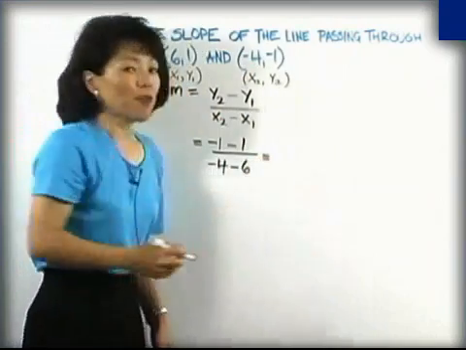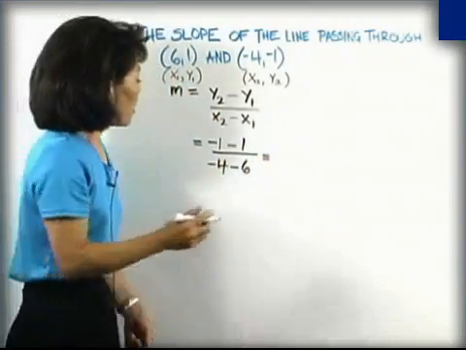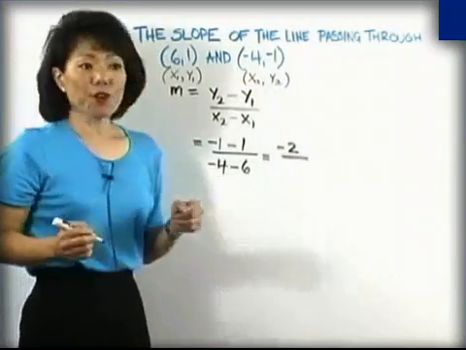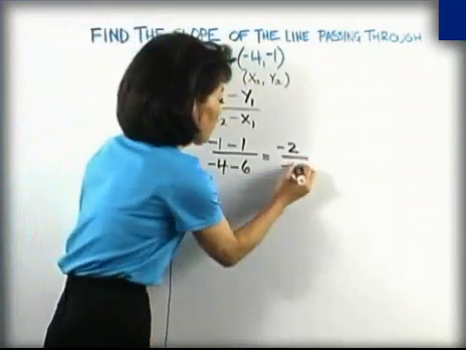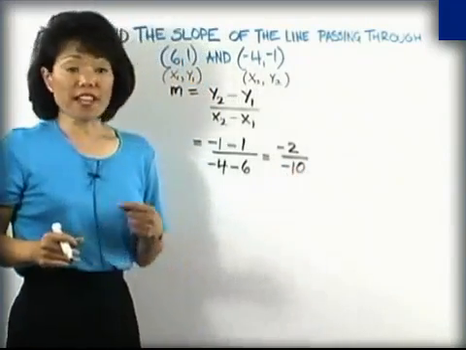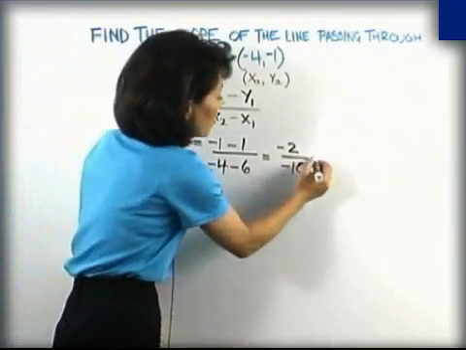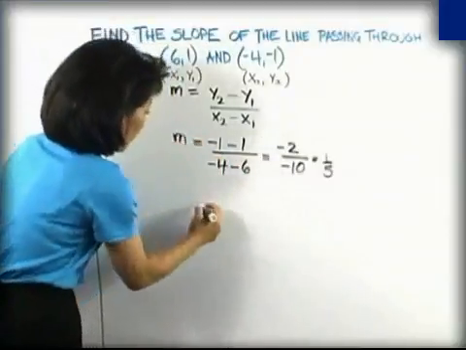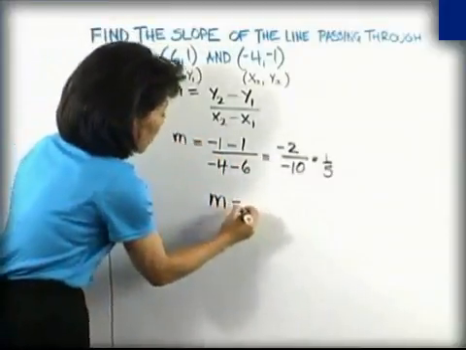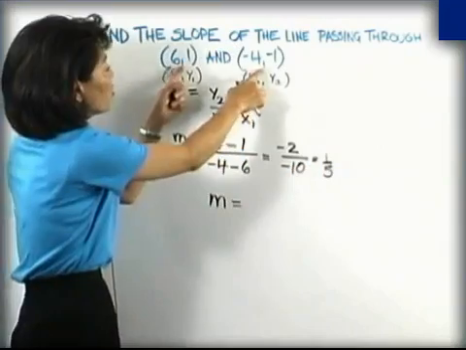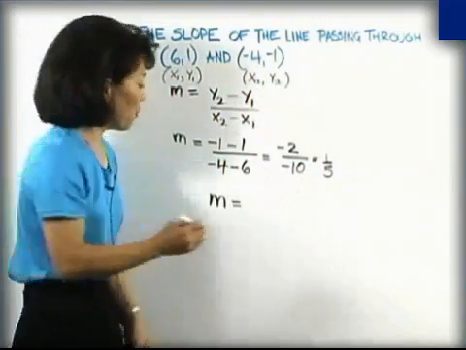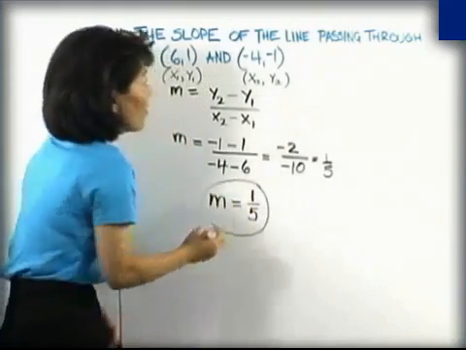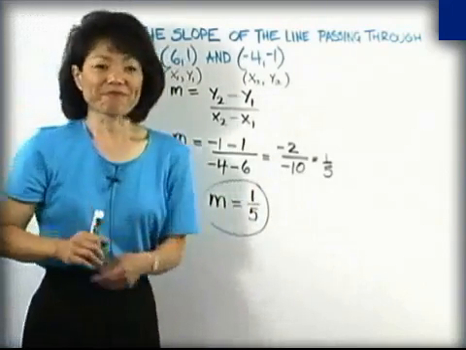Now, basically then, we're going to do this quick arithmetic. 1 minus 1 is 0, over -4 minus 6, -10. This reduces 0 over -10 simply to 0. So what does that tell me? That tells me the slope of the line that connects these two or passes through those 2 points happens to be 0. That's the slope of our line.